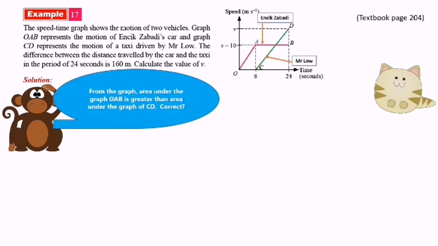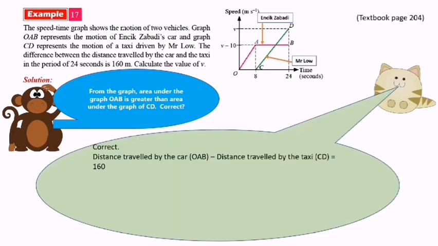From the graph, the area under the graph OAB is greater than the area under the graph of CD. Distance traveled by the car OAB minus distance traveled by the taxi CD equals 160. So the area under the graph OAB is a trapezium. Parallel lines are here.